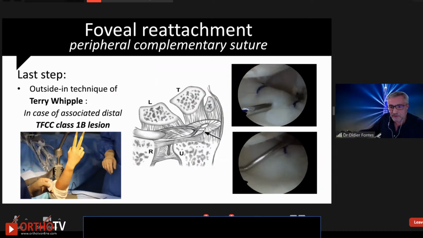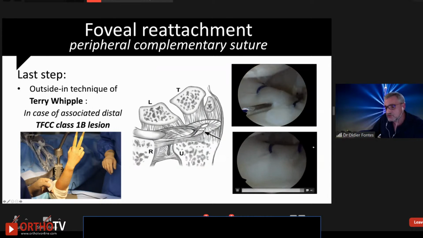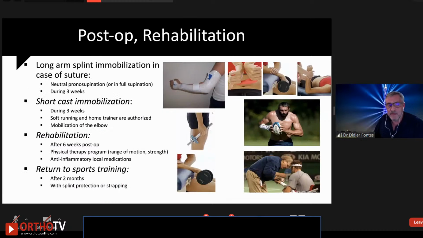Sometimes it's necessary to go on to the suture on the dorsal aspect of the lesion, and it's a classical 1B lesion, and for that we use the outside-in technique described by Terry Whipple on the deep sheath of ECU. Concerning the post-op period, if you have done a debridement, you have no indication for any immobilization.